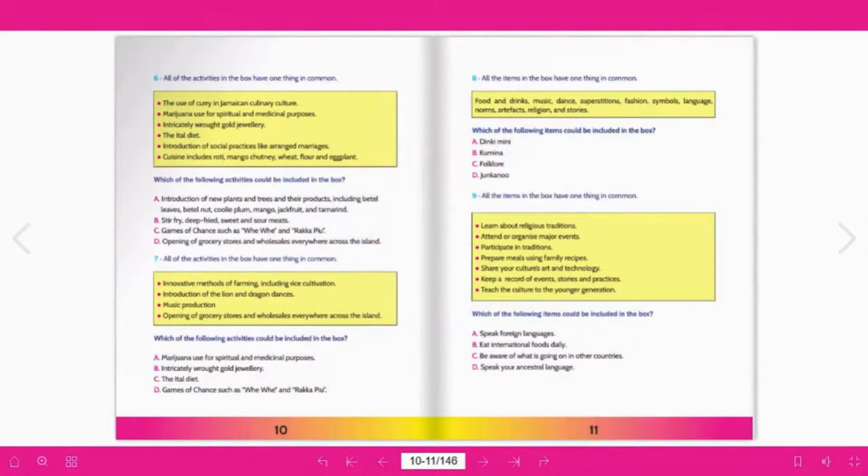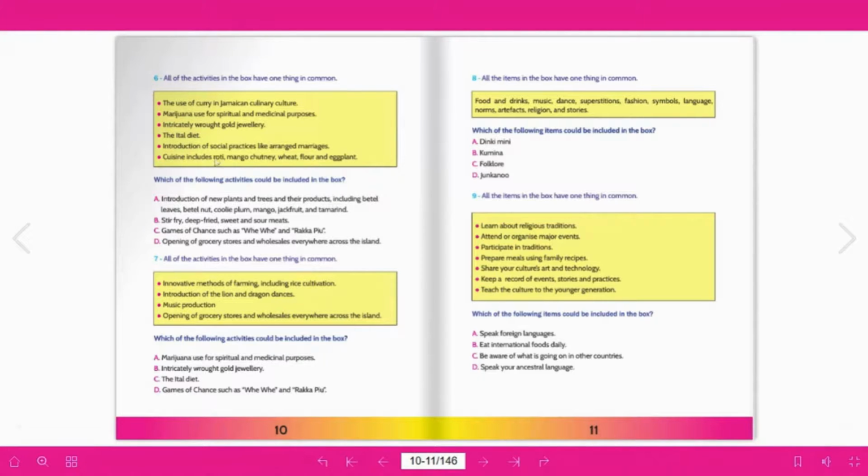It says all of the activities in the box have one thing in common. And let's look at the things that are in the box. The use of curry in Jamaican culinary culture. Marijuana use for spiritual and medicinal purposes. Intricately wrought gold jewelry. The Ital diet. Introduction of social practices like arranged marriages. Cuisine includes roti, mango chutney, wheat, flour, and eggplant. All right, so all of the activities in the box have one thing in common.